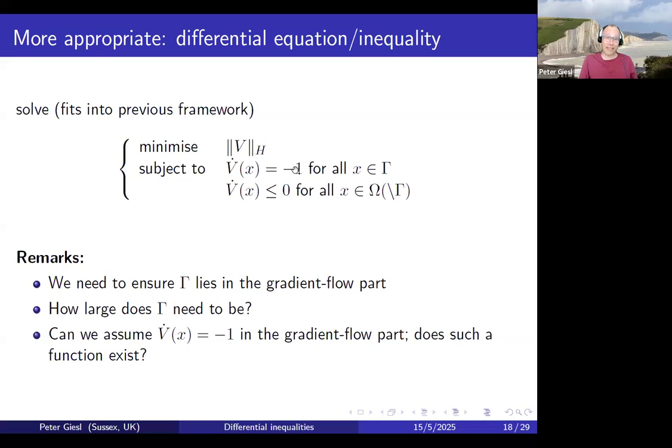And that already gives us a really good approximation again. And the other question is, remember that one assumption in our theorem was that there exists a function that satisfies the constraint.